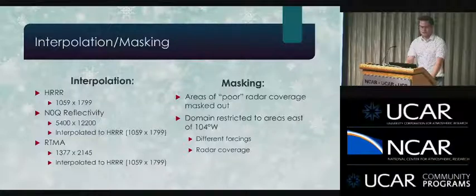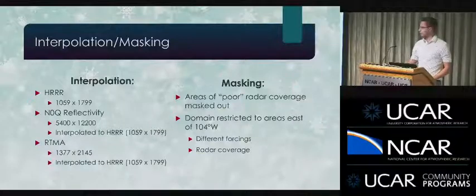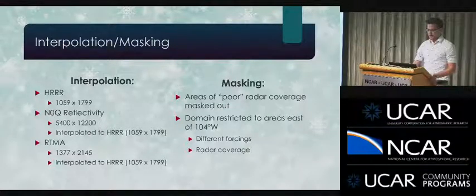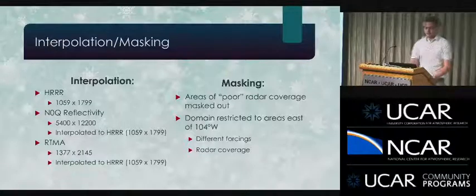Now, before I get started actually comparing the model and the observations, I needed to do some pre-processing on the data. So everything was interpolated to the HRRR grid to start, which is the 3 kilometer grid, 1059 by 1799. And then I needed to do some masking as well, because in the observations we have areas where we have poor radar coverage, particularly in mountainous areas, whereas the HRRR has pretty much universal coverage over the CONUS. So I masked out areas of potentially poor radar coverage from the HRRR.